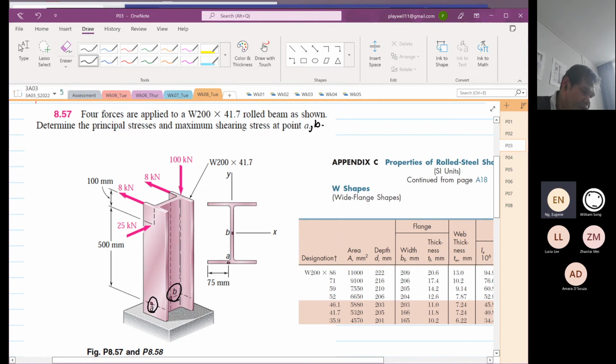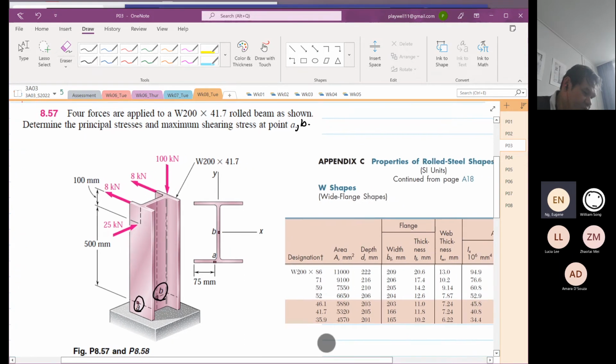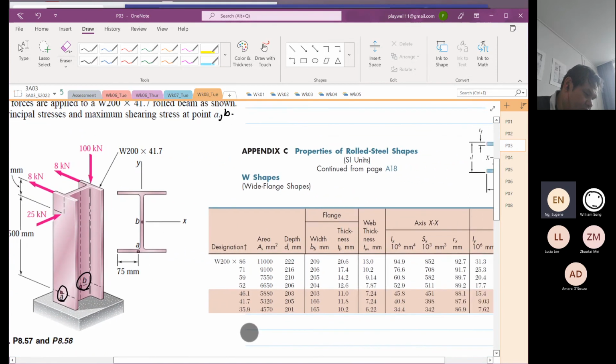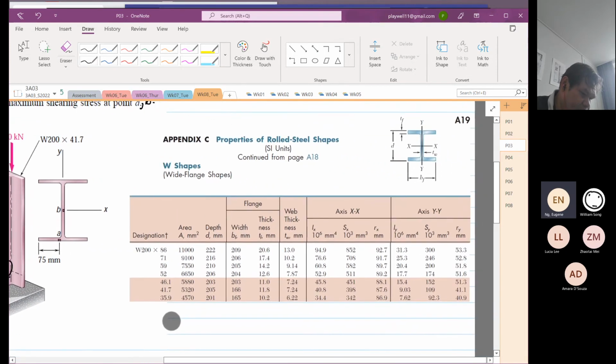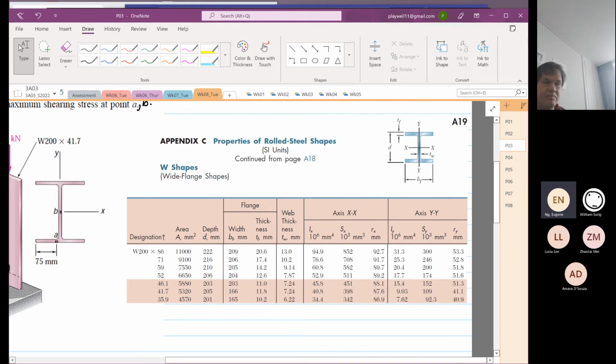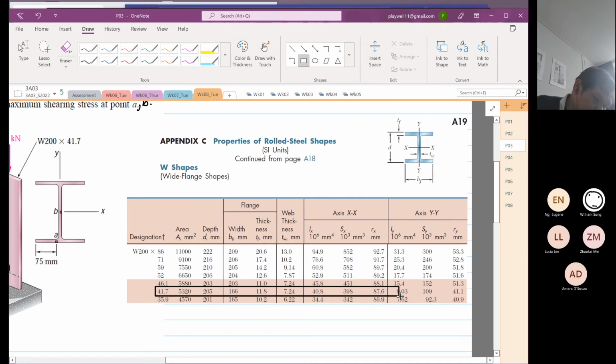And then the beam that we're going to use is W200 by 41.7. So you go to a table, and we identify what we are looking at. So we know that this will be our W200 by 41.7. These are the data that we're going to use.